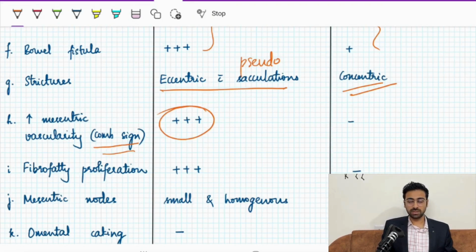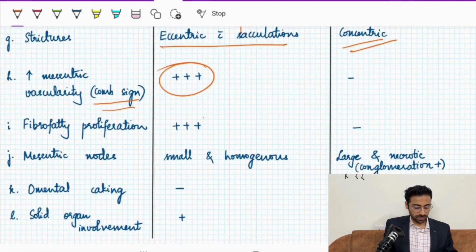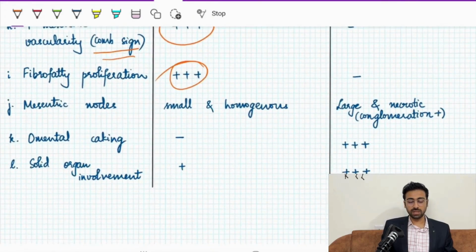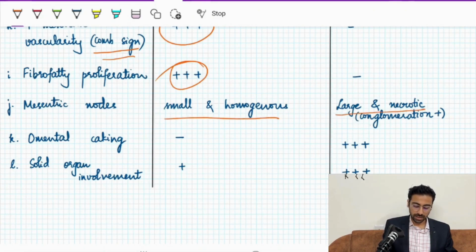Fibrofatty proliferation, that is ulcerative colitis or Crohn's disease going into remission and showing extensive fibrofatty proliferation in the mesentery or in the perirectal region respectively. This is a feature of Crohn's disease, whereas not seen in abdominal tuberculosis. Mesenteric lymph nodes. Now, lymph nodes are seen in both Crohn's as well as abdominal TB. These are small and homogeneous in case of Crohn's, whereas large and necrotic with conglomeration present in TB.